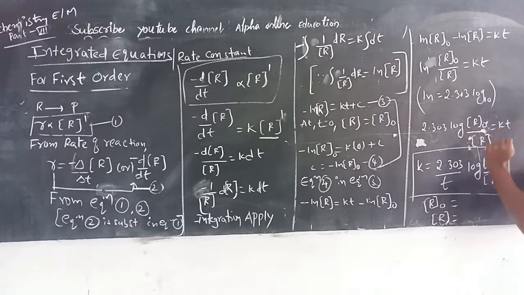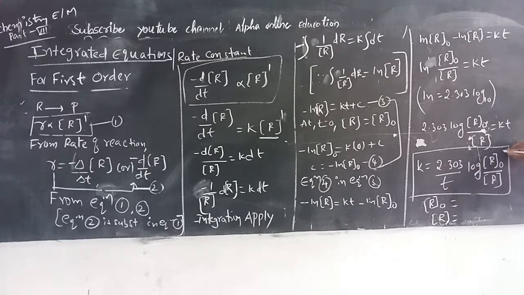So here we derive the rate constant equation, that is K. T goes to the denominator. So finally we get K is equal to 2.303 by T log R naught by R.